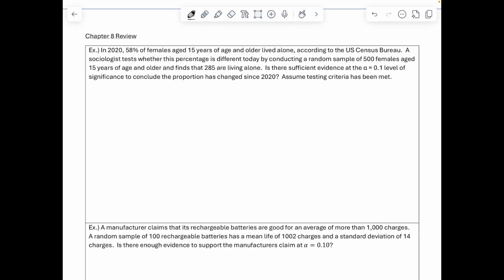So this first example says, in 2020, 58% of females aged 15 years of age and older lived alone, according to the U.S. Census Bureau.